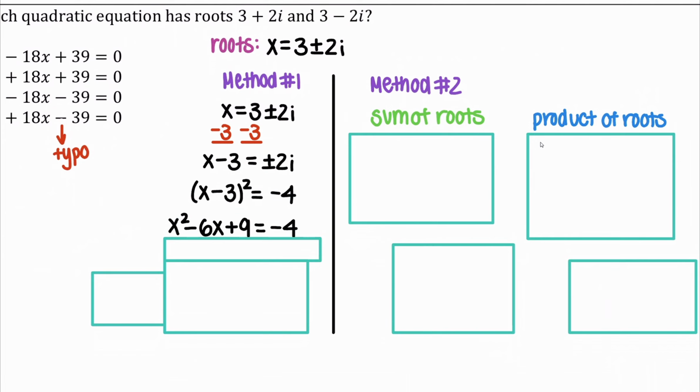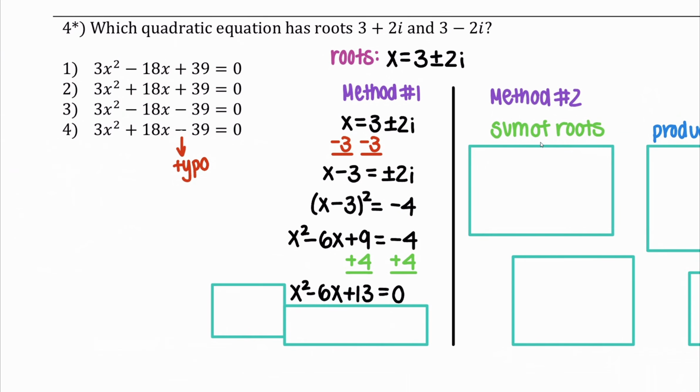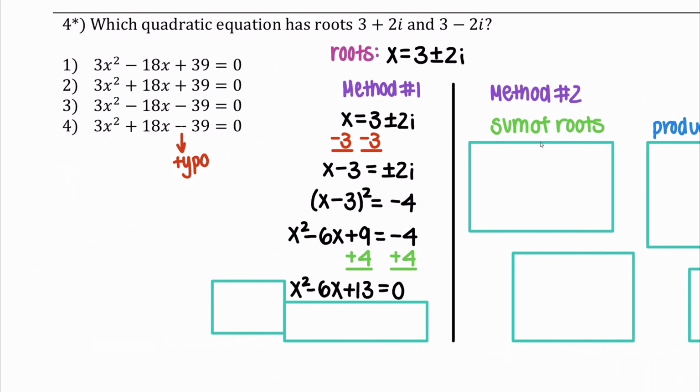Because we want it to be equal to 0, like all of these answer choices, we add 4 on both sides, giving us x squared minus 6x plus 13 equals 0. Now this is going to look a little bit confusing because our answer here doesn't exactly look like any of our answer choices up here.